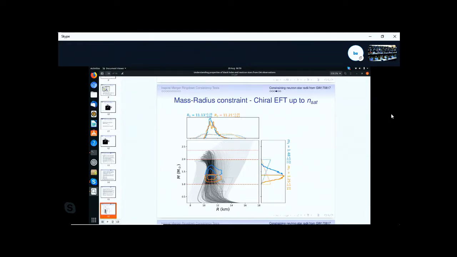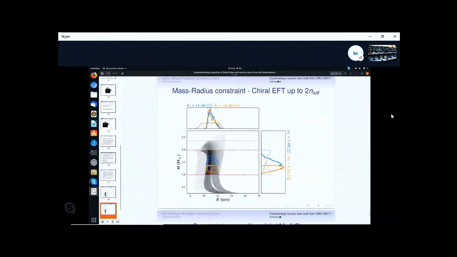So I'll describe this later in the next slides. If you repeat the same procedure for, let's say, the same Chiral EFT up to twice nuclear saturation density, this is a more constrained model, so you don't have to extrapolate the equation of state for all that much. So in this case, the constraints are roughly the same on the radius, but the EOSs that you are considering are much narrower. So again you see the limits on the radius are roughly the same. It's about 11 kilometers.